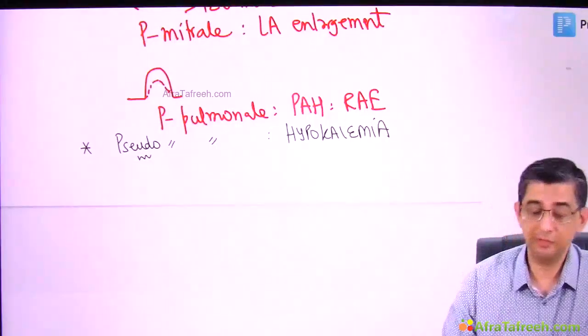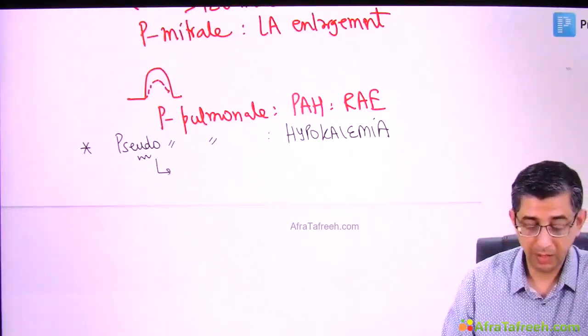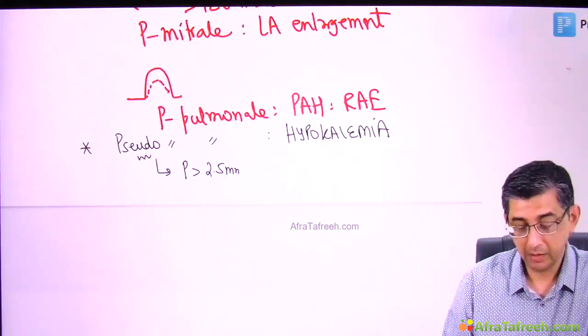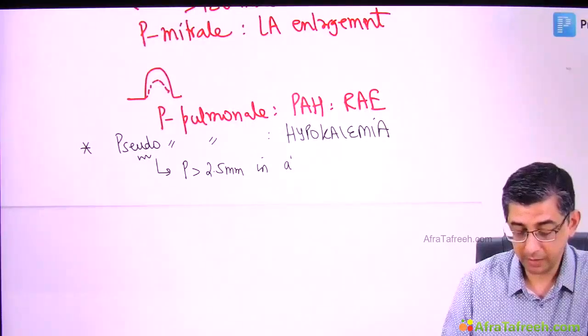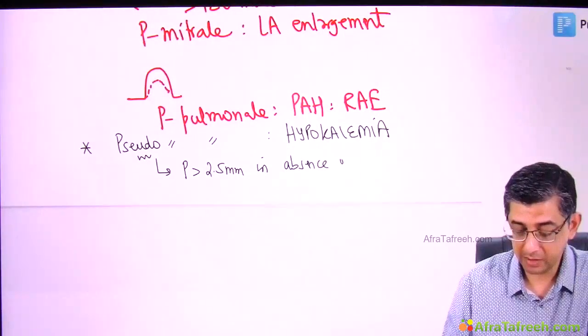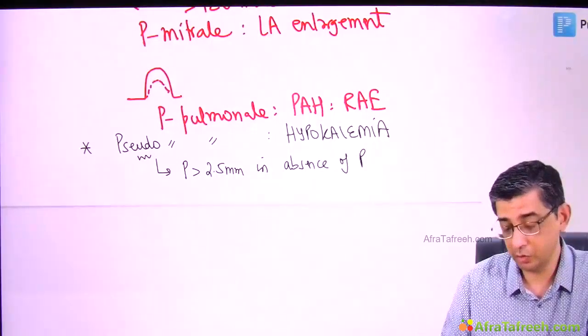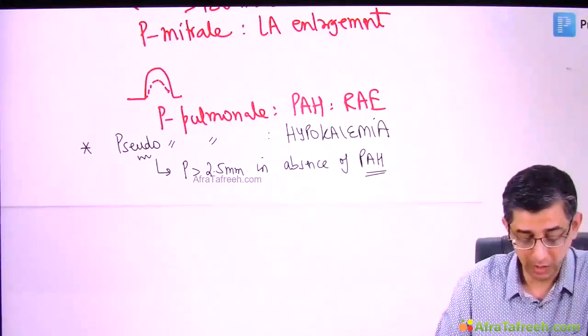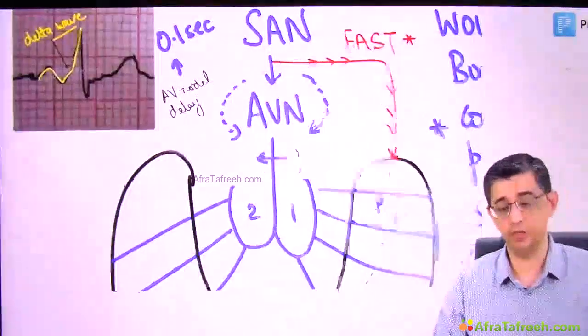Pseudo P pulmonale as a feature of hypokalemia basically means that the P wave vertical height will be more than 2.5 millimeter in the absence of pulmonary artery hypertension. I repeat my statement once again, guys. The meaning of this word would be that there is no pulmonary artery hypertension and still the vertical height is increased. That is why the word pseudo is used. So these are two accessory issues that I wanted you to remember.